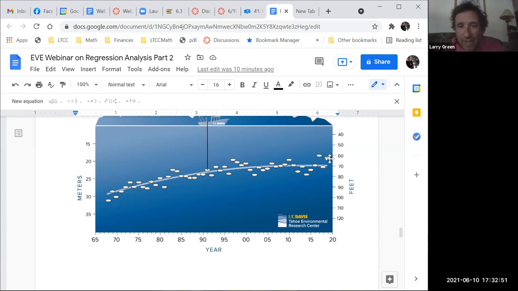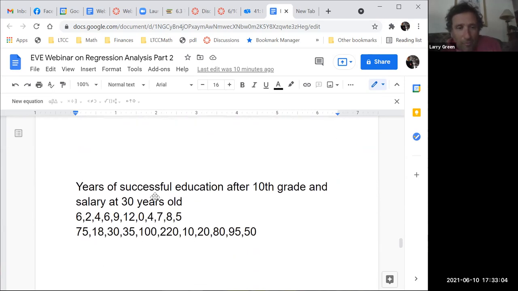So my guess is the next dot is going to be lower because we have a drought this year. Any questions at all on kind of the reality? Okay, let's do another example.